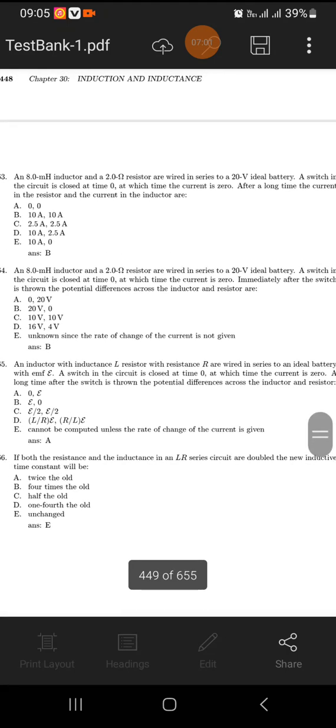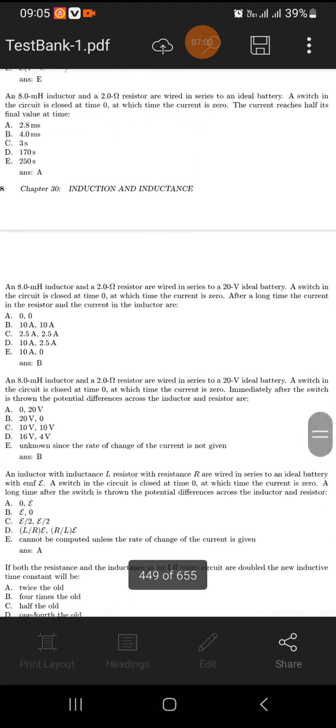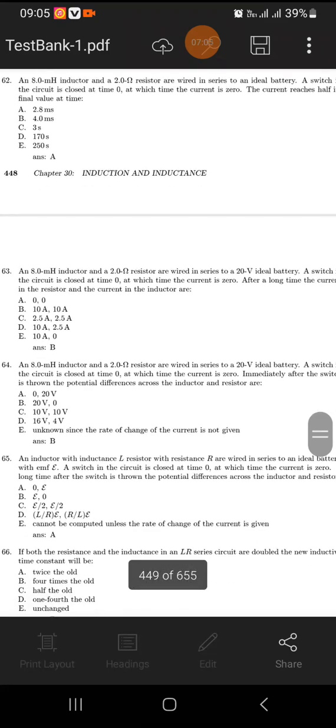Okay, we have the same question now. This question has been repeated 3 times. The first one they're looking for time is 28, and the second one they're looking for current is 10. And therefore now they're looking for what? For potential difference. Potential difference is 200.